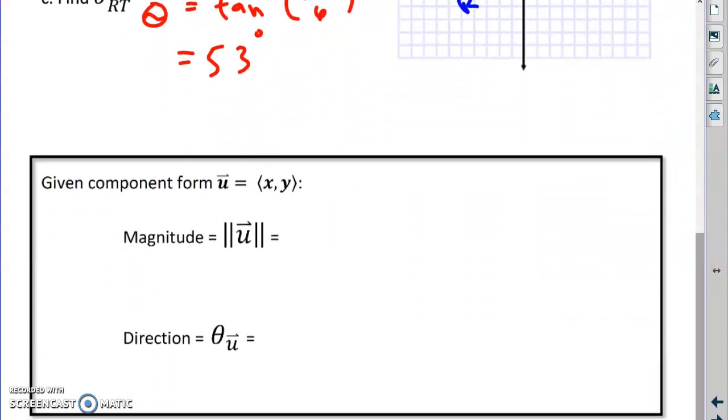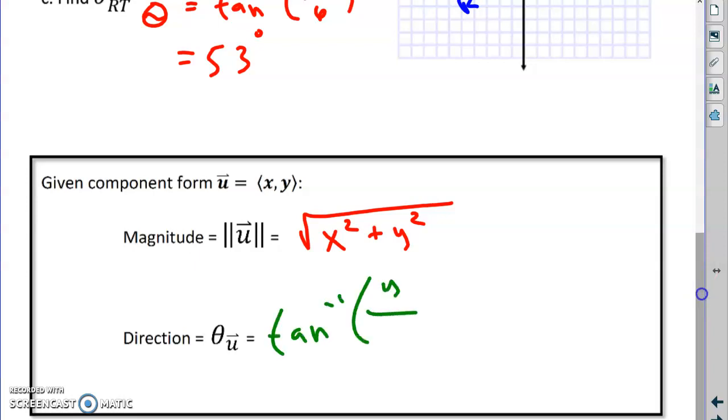A component form vector u, written as pointed brackets x, y, starting at the origin, ending at (x, y). Its magnitude is simply the square root of the sum of the two components squared, and the direction is simply tan inverse of the y coordinate over the x. 3 great tools for our vector toolbox.